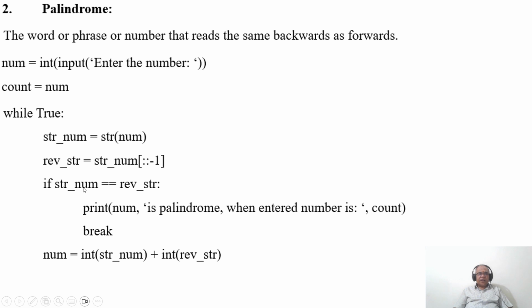If str_num is equal to the reverse string: suppose I have entered 77, the reverse string is also 77. So if this is true, then print num. What is that num? Num is 77, so 77 is palindrome when the entered number is count. What is the count? Count is also 77. So then it will go into print.